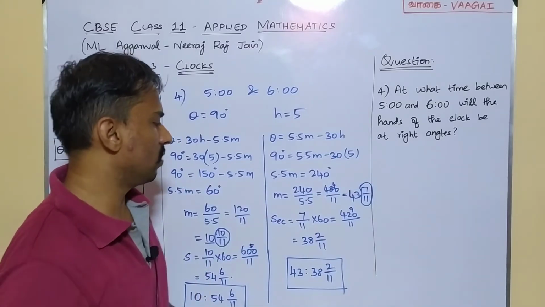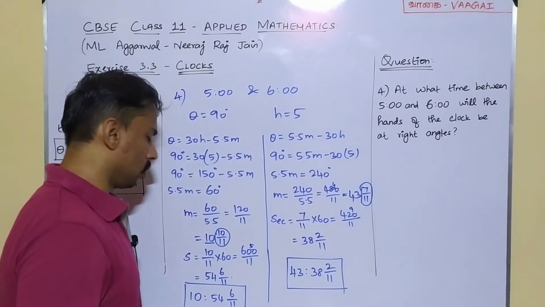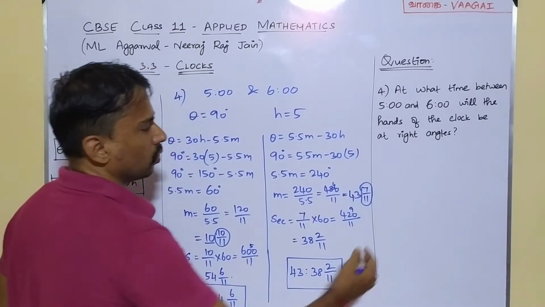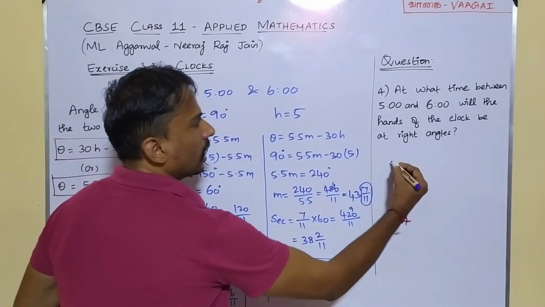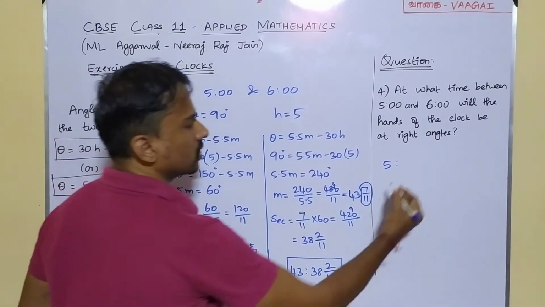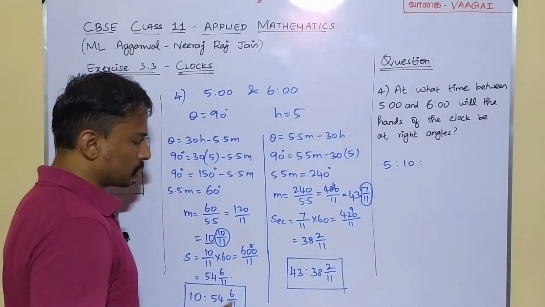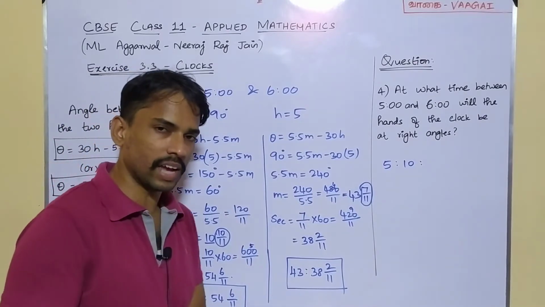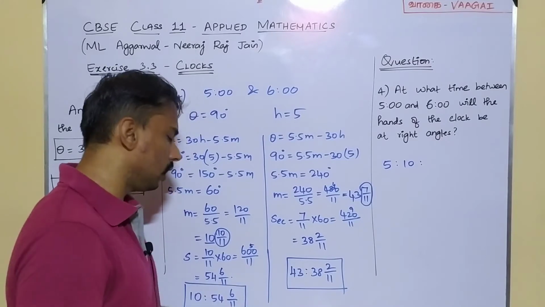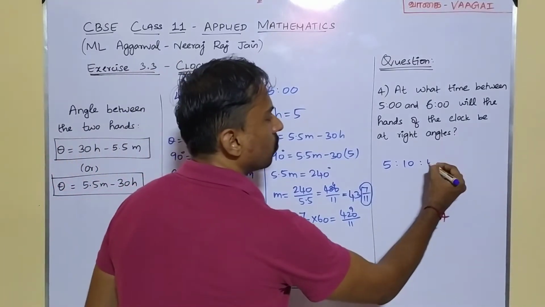If you want to write the complete answer, we need to do some rounding off. So first situation, you will have 5 o'clock, so 5, then 10 minutes, and for the seconds you have 54 6 by 11. I'm just going to take this 6 by 11 as 1 itself, because it is more than half, so I'm going to round it off. So this 54 will become its next number, 55.